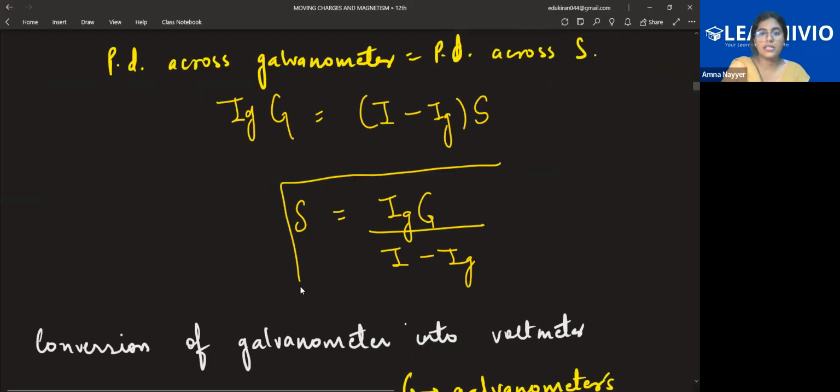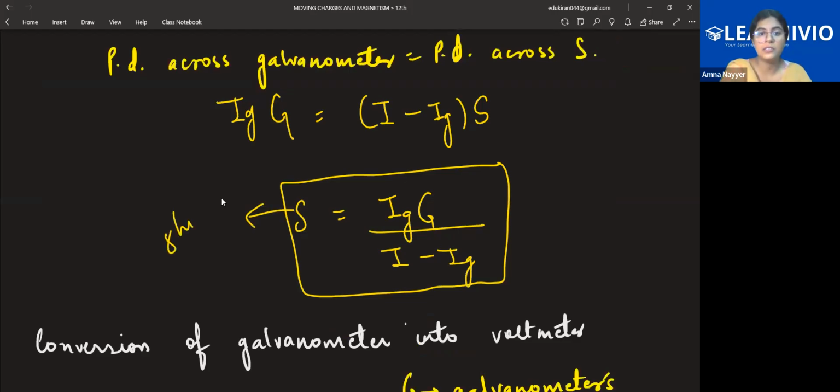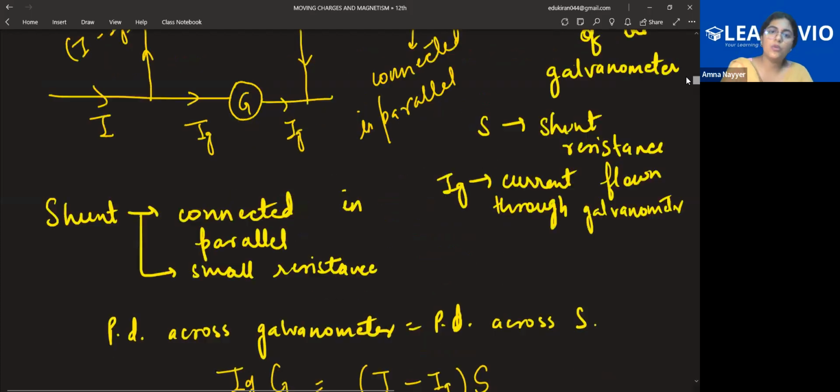So this is how we calculate the value of the resistor which is missing. Everything can be calculated. From here, I can be calculated, from here, Ig can be calculated. Whichever is given and whichever is missing, you can calculate. This is how we write it down, then we'll come to the voltmeter.